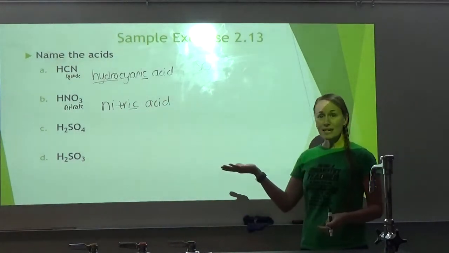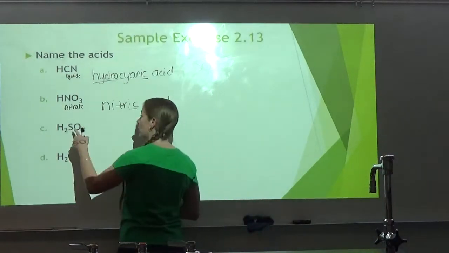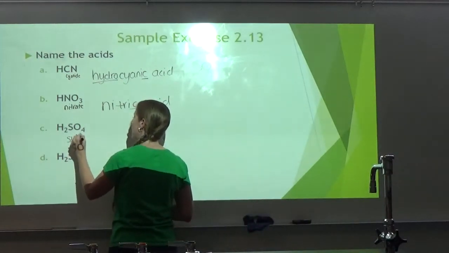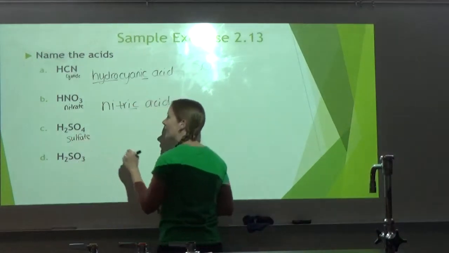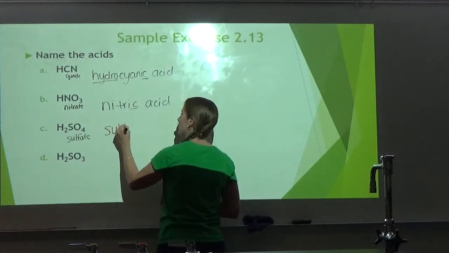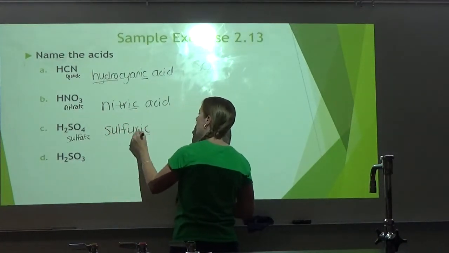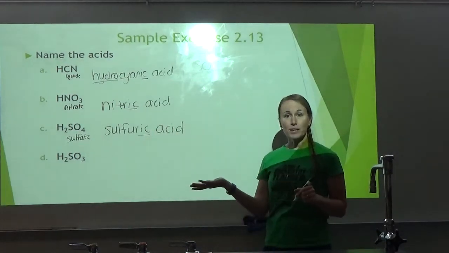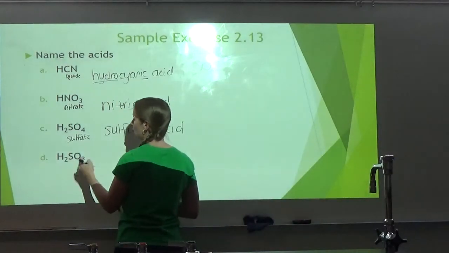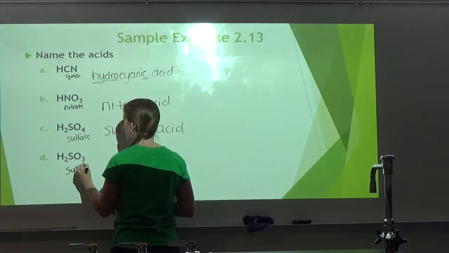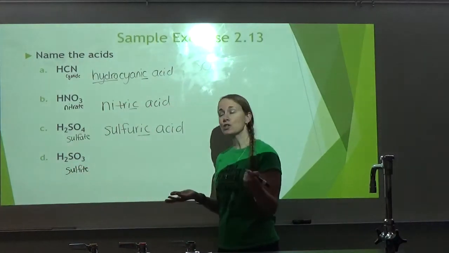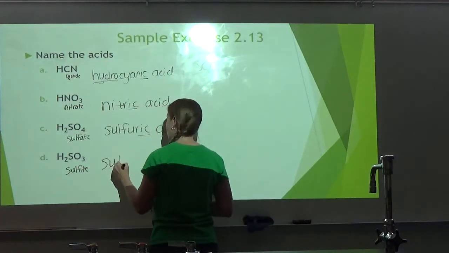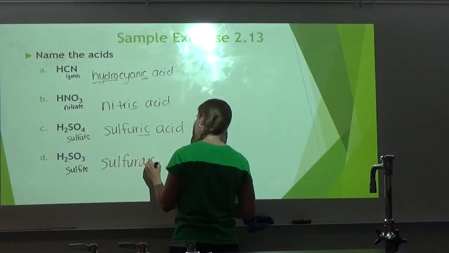All right, for part C, we have H2SO4. Well, SO4 is sulfate. We change the ending to ic, so it becomes sulfuric acid. All right, and then our bottom one, H2SO3. SO3 is sulfite. We change it to ous, so it's sulfurous acid.